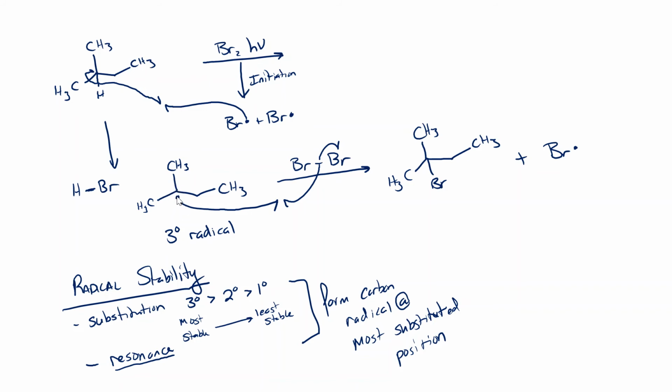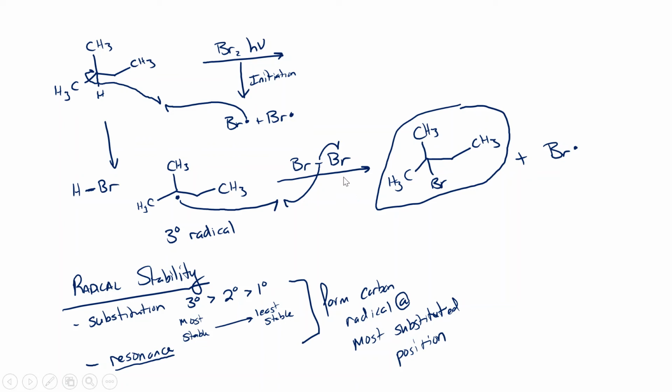And once it forms that most stable radical, it pretty much immediately reacts with Br2 in order to pick up this bromine and make a tertiary bromide, right? So this is the final product of our organic compound. We started with 2-methylbutane. We end up with 2-bromo-2-methylbutane.